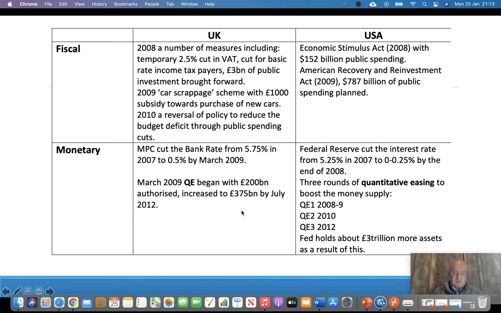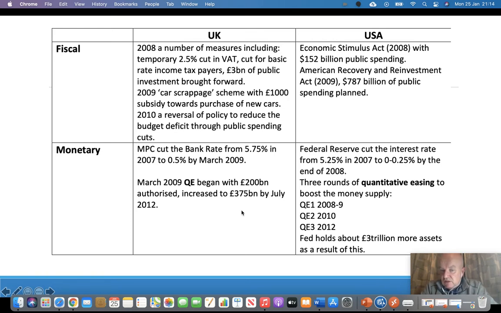So the fiscal policy in the UK in 2008 was a temporary cut in VAT to try to stimulate spending, a cut in the basic rate of income tax for income taxpayers, £3 billion worth of public investment brought forward. There's the car scrappage scheme, trying to actually encourage more people to buy cars again, and also a reversal of the policy to reduce the budget deficit through public spending cuts. So fundamentally, a whole range of government spending and taxation measures designed to try to stimulate demand.